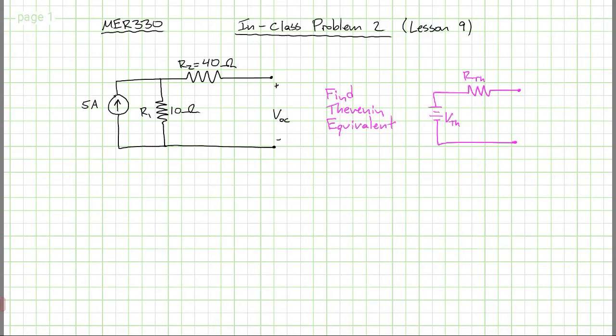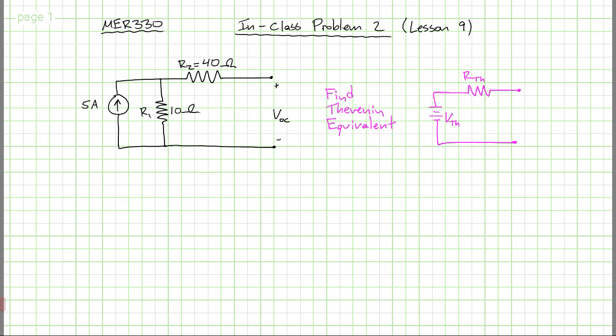Okay, I'm gonna do this problem from class. I don't think I actually did this one on the board, but it was one of your in-class problems. Number 2, we have this circuit given, and we're supposed to find a Thevenin equivalent circuit, which should look something like this.